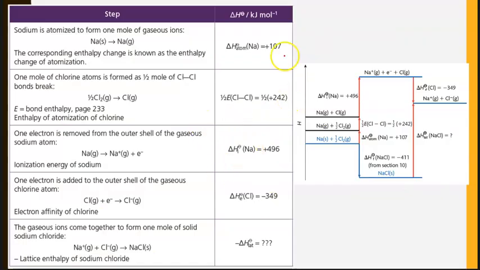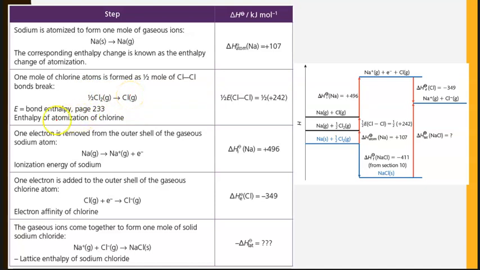Okay, so what we see here is the steps broken down. Okay, so sodium is being atomized to form 1 mole of gaseous atoms. We get this from table section 8 of our data book. So the delta H atomization of sodium is going to be positive 107 kilojoules per mole. Then in order to break the bonds to form 1 mole of chlorine atoms, we will take half a mole of chlorine and get 1 mole of chlorine atoms. Okay, so half a mole of chlorine will yield 1 mole of chlorine atoms.